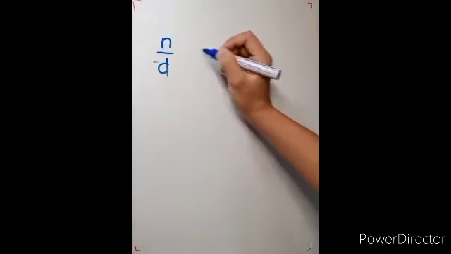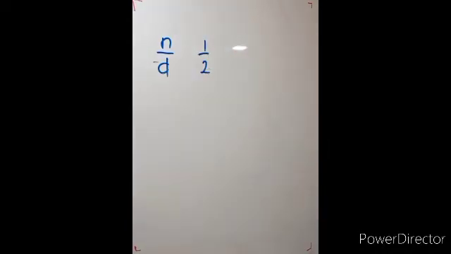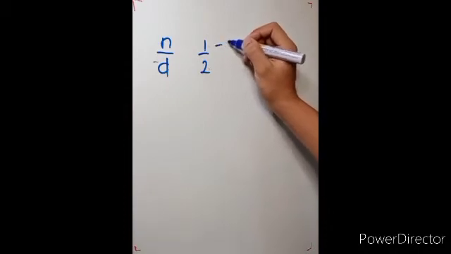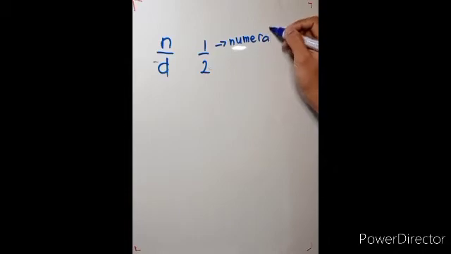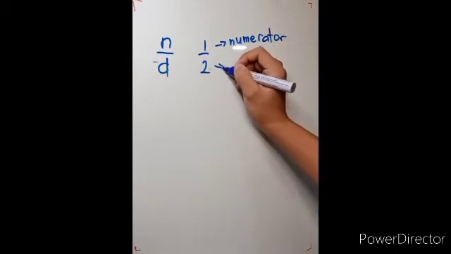For example, we have 1/2. So our numerator here is 1. So this is the numerator. And the denominator is 2.